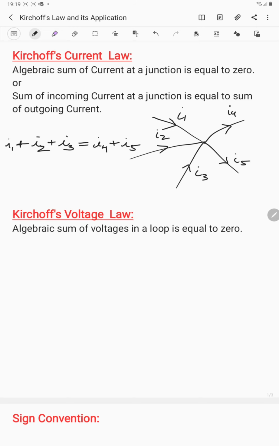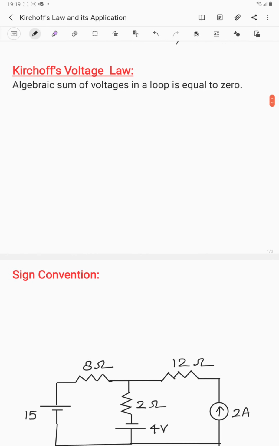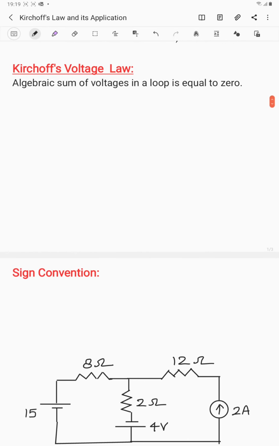Now let's discuss Kirchhoff's voltage law. The second law of Kirchhoff, that is Kirchhoff's voltage law, states that the algebraic sum of voltages in a loop is equal to 0. So what is a loop? A loop is a closed circuit consisting of different number of elements.